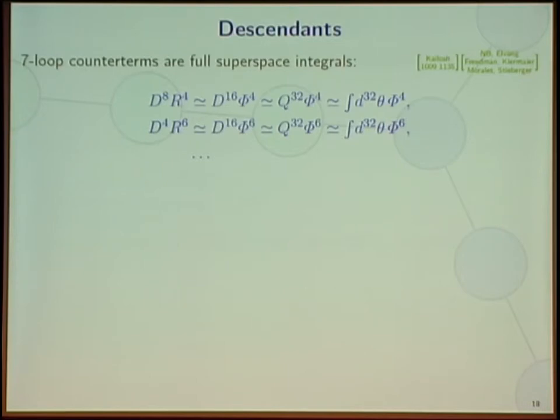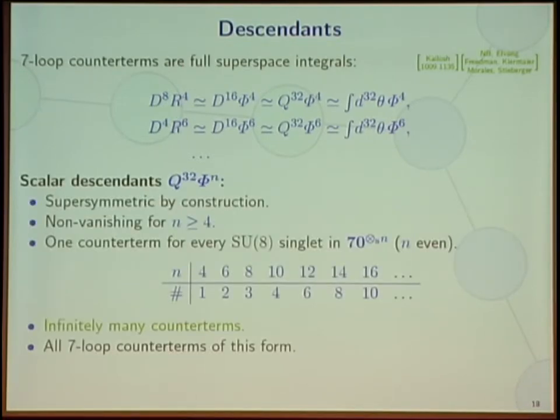Now, the 7-loop counterterms are full superspace integrals, so they're not BPS. That means your D8 R4, you can write also as 16 derivatives acting on scalars, on 4 or on 6. 16 derivatives means 32 supercharges, and that's all the supercharges there are. So you would write them as full superspace integrals. And as such, they are manifestly supersymmetric by construction. In fact, they are non-vanishing when there are at least 4 legs or at least 4 scalars. And the only thing one has to ensure is that this is a scalar, an SU8 singlet. So for every SU8 singlet that one puts here, one can find a counterterm of this sort.